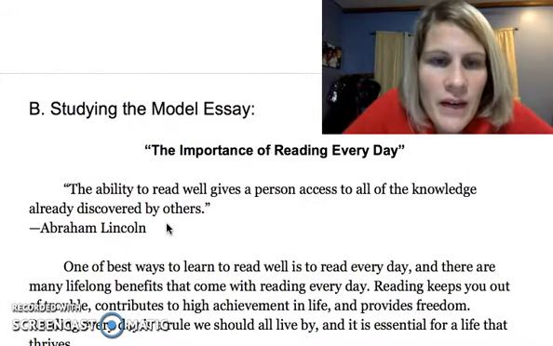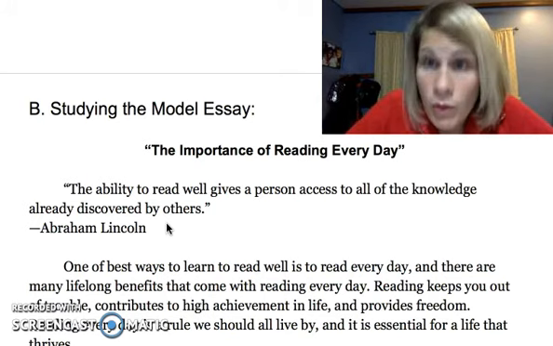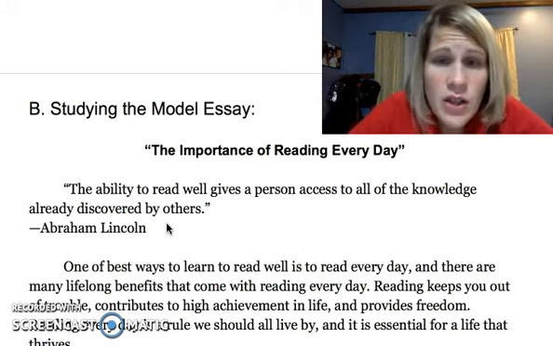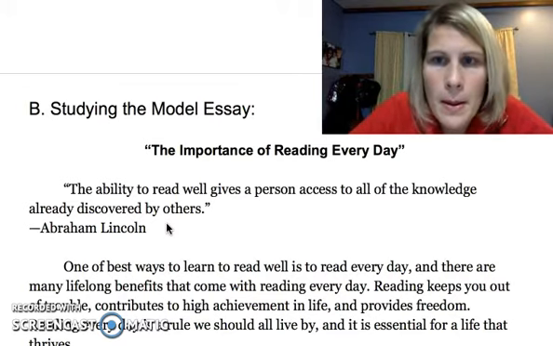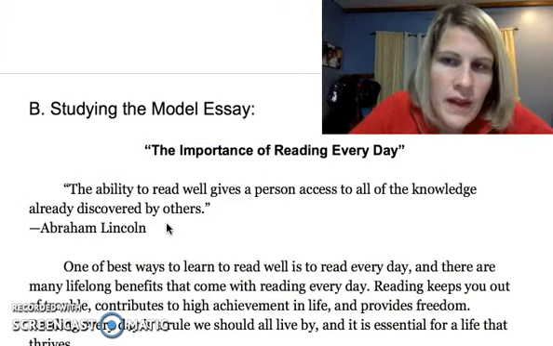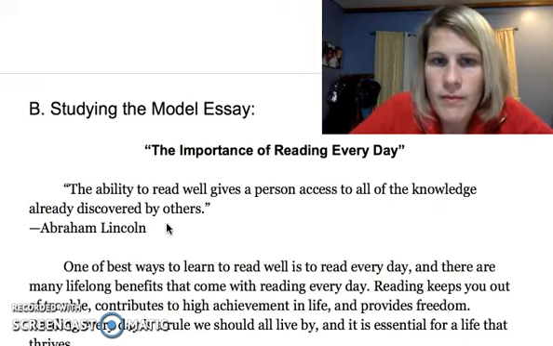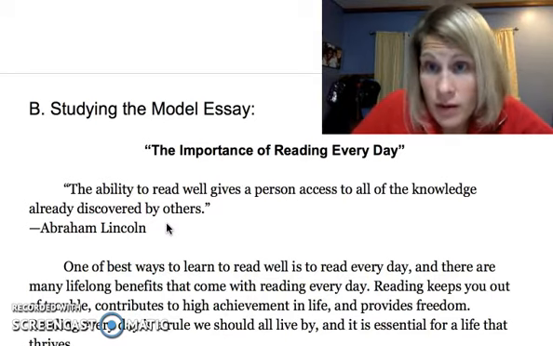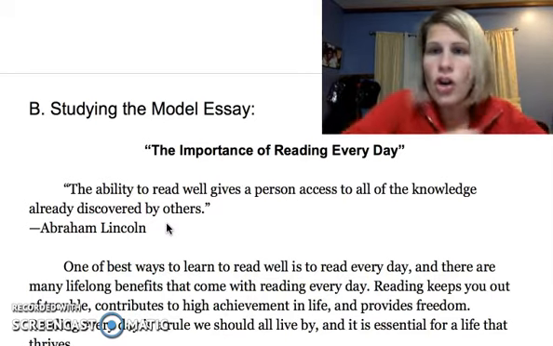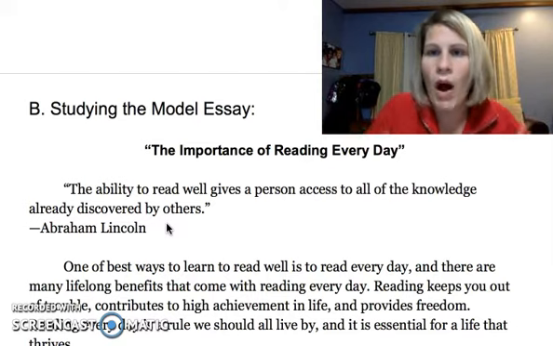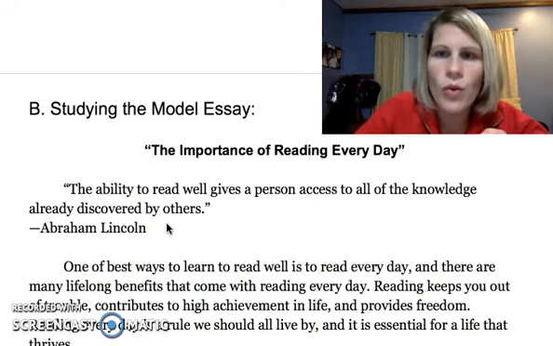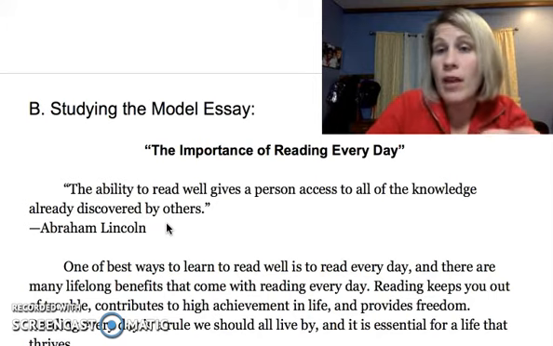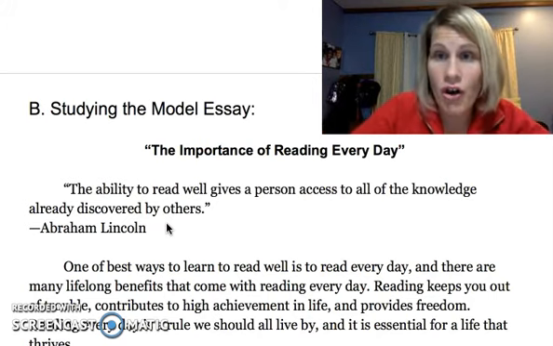And then it starts with something kind of interesting. It starts with a quote. All right, the quote says, The ability to read well gives a person access to all of the knowledge already discovered by others. Why do you think they might start with a quote? It's a hook, okay? So it wants to try and hook or grab you into the essay so you want to keep reading more. For your essay, you're going to want either to start with like a quick little story or a saying or maybe a quote, something interesting that will draw your audience in.